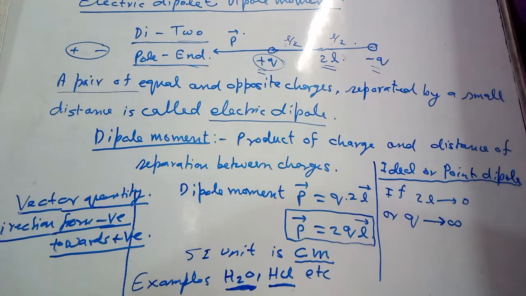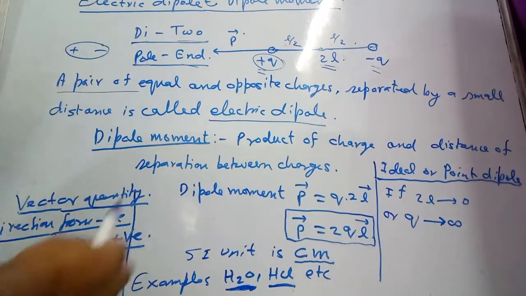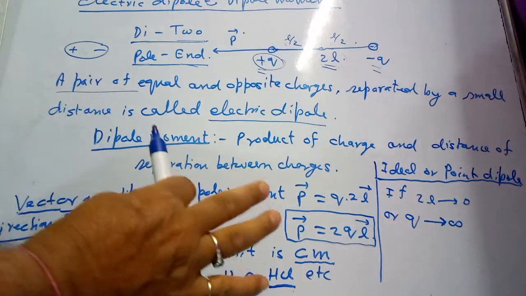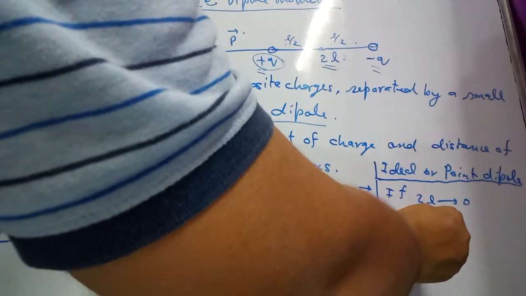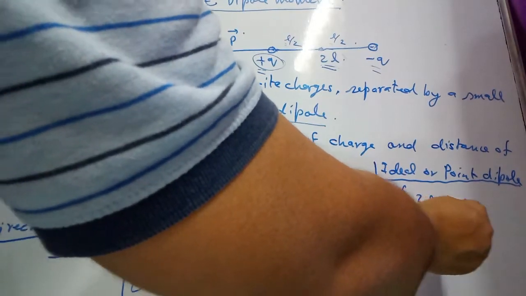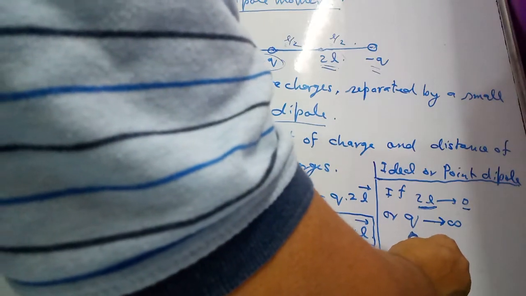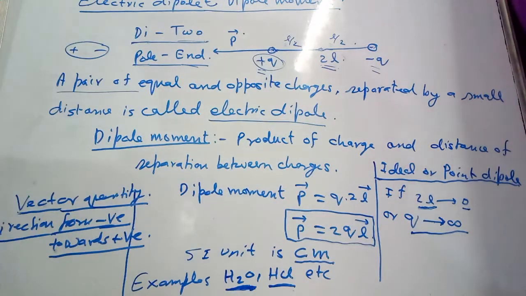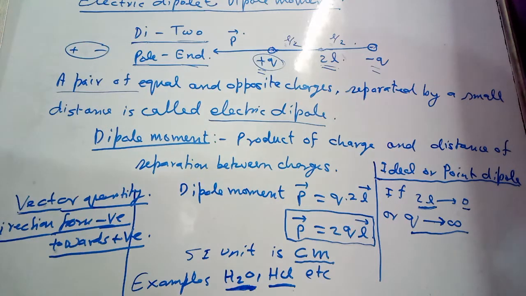What is an ideal dipole? In what situation can we say the dipole is an ideal dipole? For an electric dipole to be ideal, its length should be very small. Here you can see 2L is tending to 0, or the charge of the dipole should tend to infinity, so that the dipole moment of the dipole is a finite quantity, or it should have a finite value. In that situation we can call an electric dipole an ideal dipole.